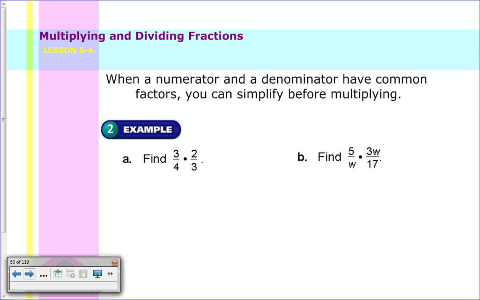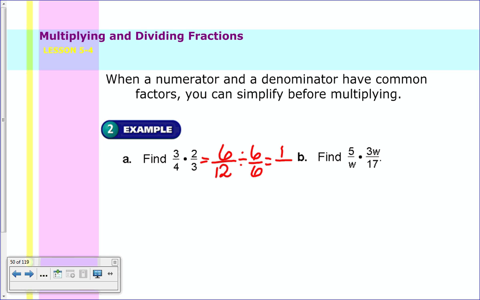However, when you have a numerator and a denominator with common factors, you can simplify before multiplying. So instead of simplifying at the end, you could simplify before you begin. So first, I would just show you how we normally solve it. 3 times 2 is 6. 4 times 3 is 12. Oh, well, I see there's a factor of 6 in each.